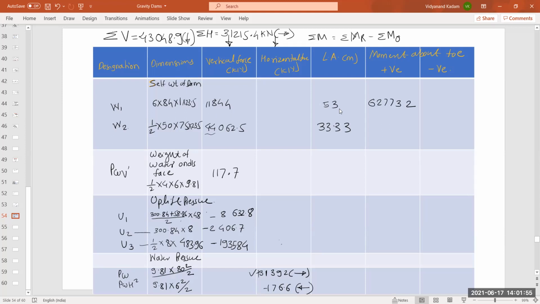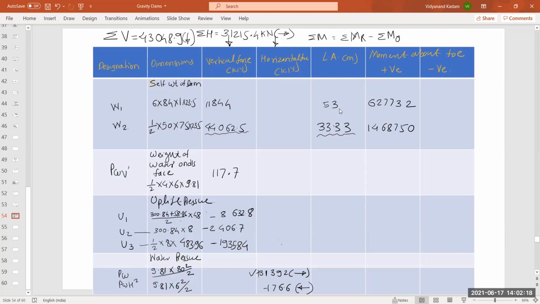Similarly, 44062.5 into 33.33. So this comes out to be 1468750. Okay, both are creating anti-clockwise moment with respect to toe of the dam.